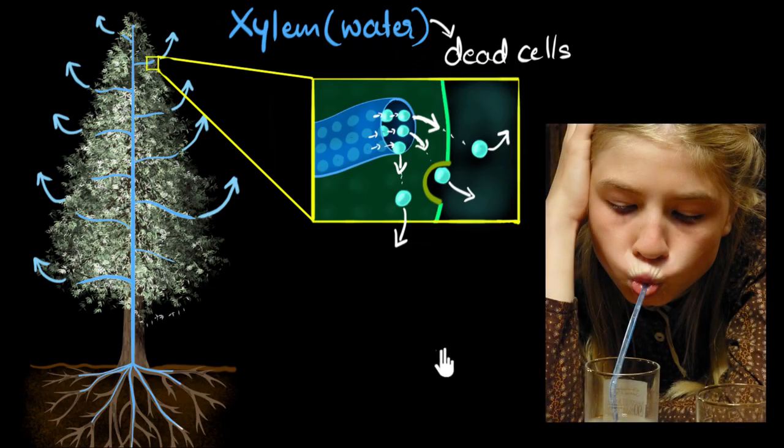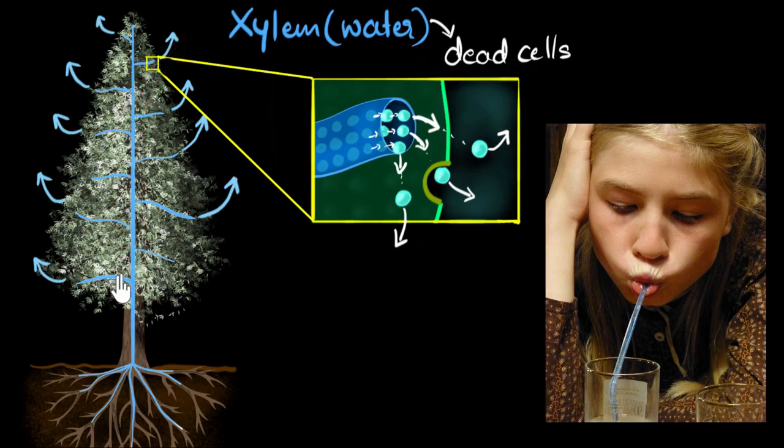This is kind of like how she's drinking that juice from the straw. She's sucking on that straw and the juice comes up. Similarly, you can imagine the xylem to be a giant straw. The evaporation causes that suction, because of which the water gets pulled up.